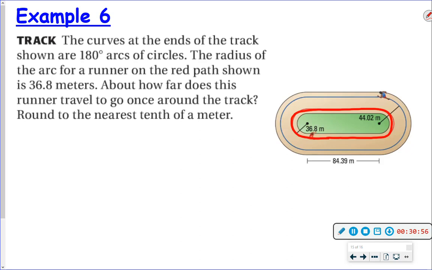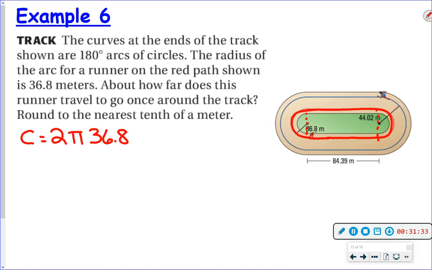Now, distance around. So the 2 ends, remember, we have the 2 half circles, aka 2 half circles makes 1 full circle. So if I smush the ends together, you'd have 1 full circle. I need the circumference of that circle, so I have the distance around the curves on the end. Well, am I using 2 pi r or pi d? Clearly, if you read it or look at the picture, they give you the radius. So I'm going to do 2 pi r, and the radius is over there, 36.8.